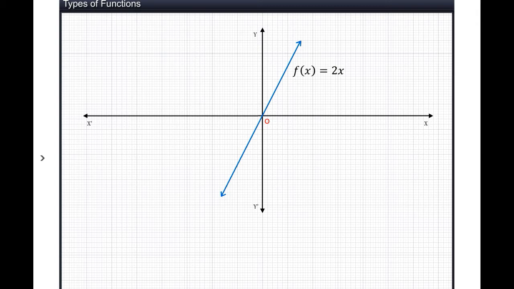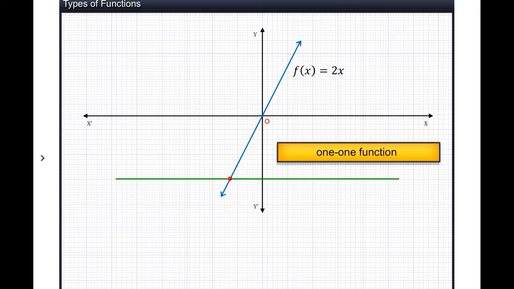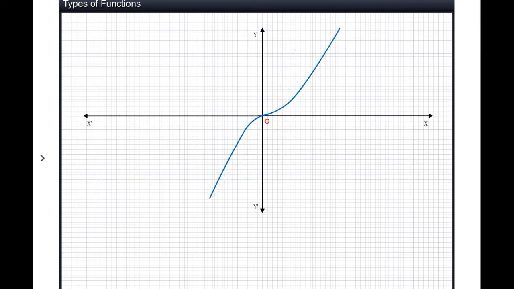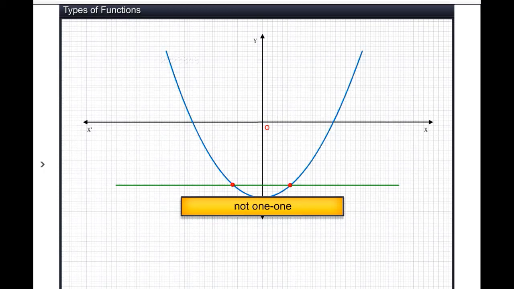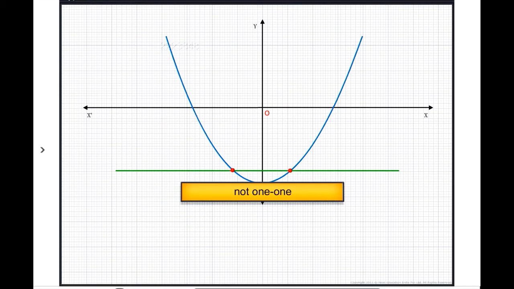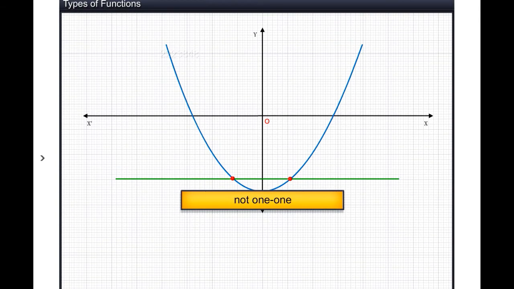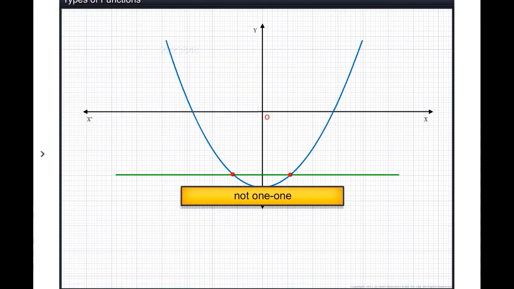To check the injectivity of the function f of x is equal to 2x, we draw a horizontal line such that it cuts the graph. This line cuts the graph only at one place. Such types of functions are known as 1-1 functions. In this graph also, the horizontal line is intersecting the graph at only one place. Hence, the function is 1-1. In cases where the line cuts the graph of a function at more than one place, the functions are not 1-1. This diagram shows the graph of a function that is not 1-1.